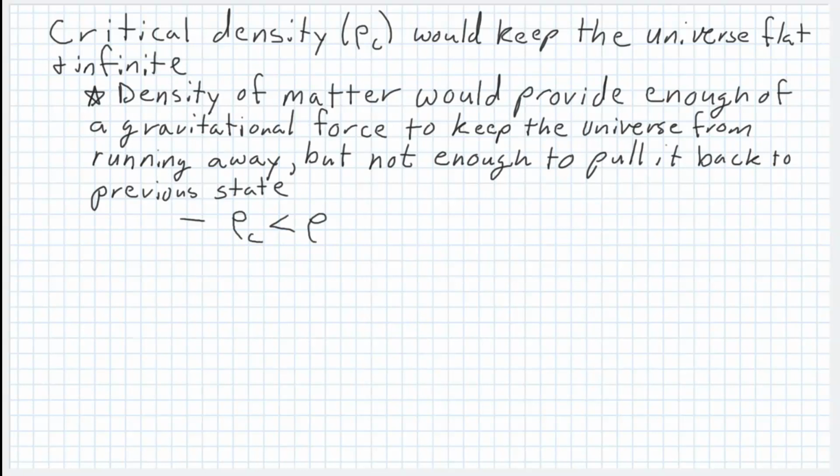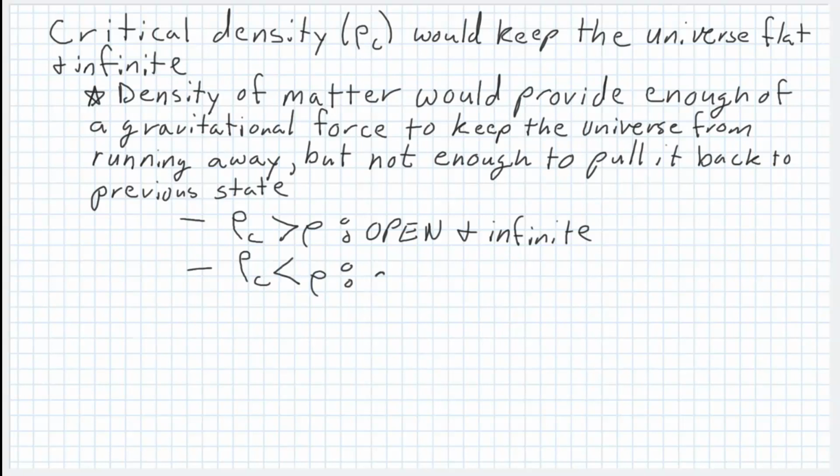If we had a situation where the critical density was greater than the actual density of the universe, it would be open and infinite. It would never stop expanding because there wouldn't be enough gravitational force to bring things to a rest at infinity. If our critical density was less than the density of the actual universe, then we'd have a closed universe. The gravitational force would be strong enough between all the matter to pull it back to its origin.